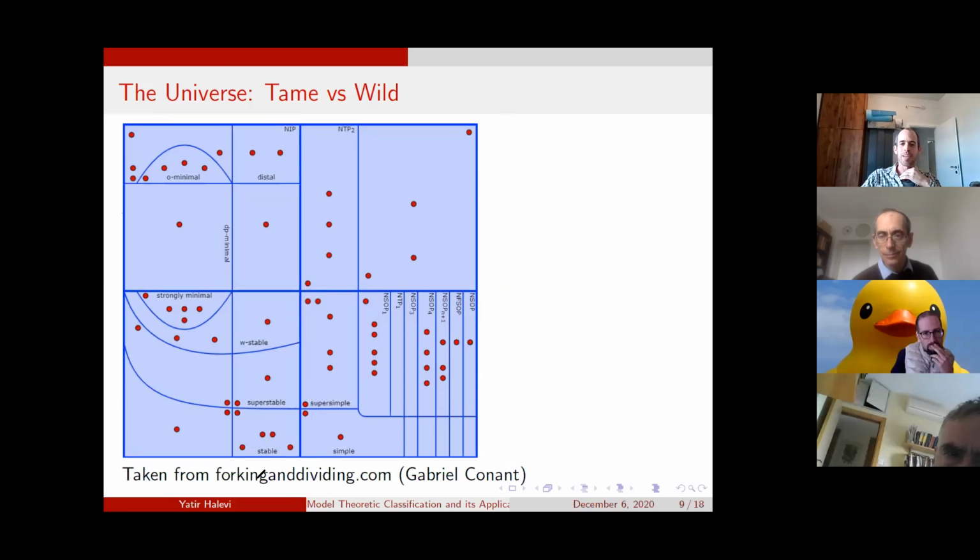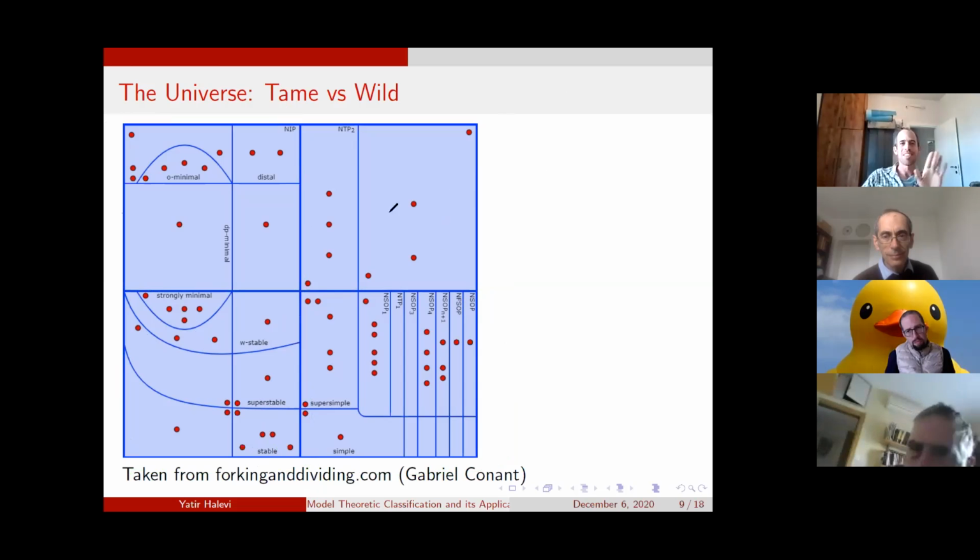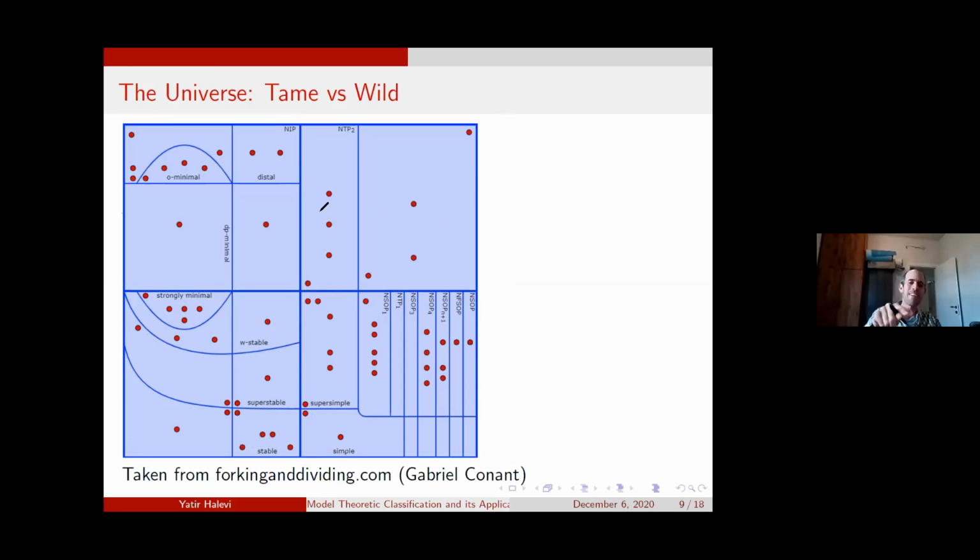But if anybody wants to go to this webpage later and check it out, it's pretty nice, and it might give you a feel a little bit of what this means. You can choose any one of these areas, and it will give you a list of known examples that we have and some kind of properties that we know, and so forth.